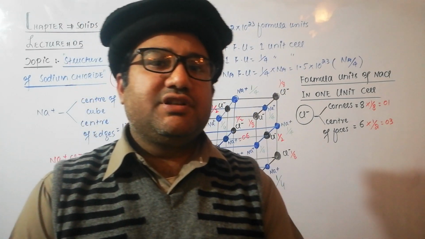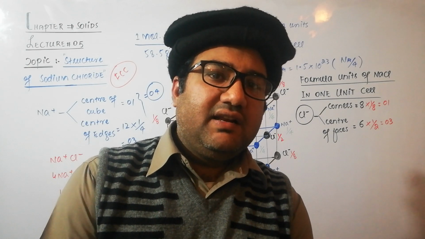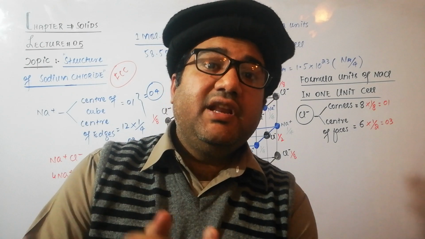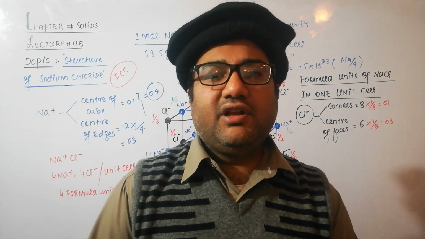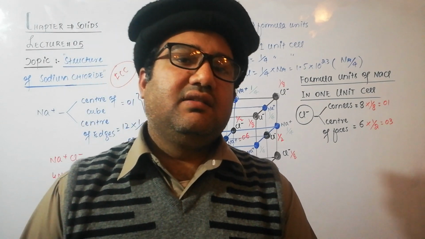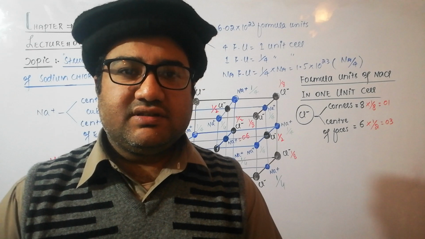Whenever you are solving an MCQ, please read carefully whether the question asks how many formula units or how many unit cells 1 mole of NaCl has. If it is formula units, simply Avogadro's number. But if it is unit cells, it is NA divided by 4. This was all about the structure of NaCl.